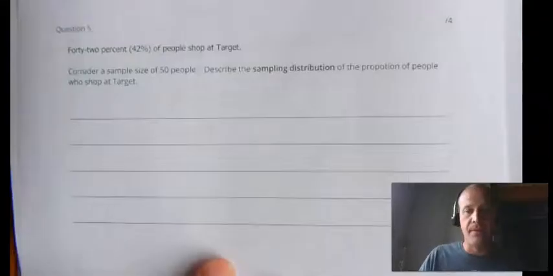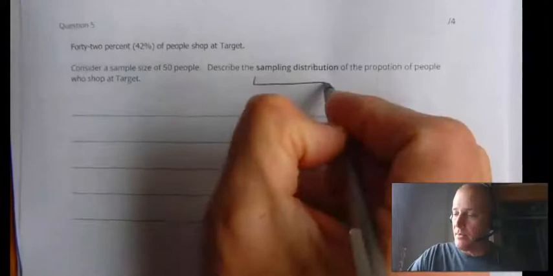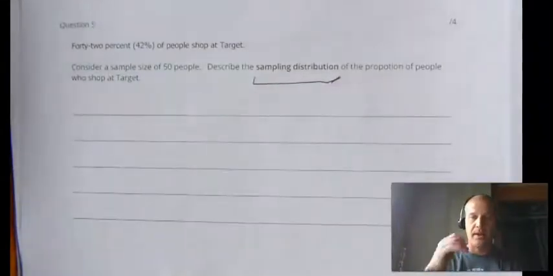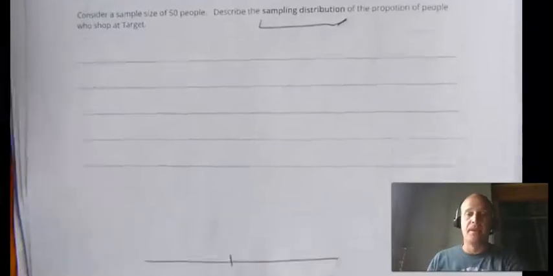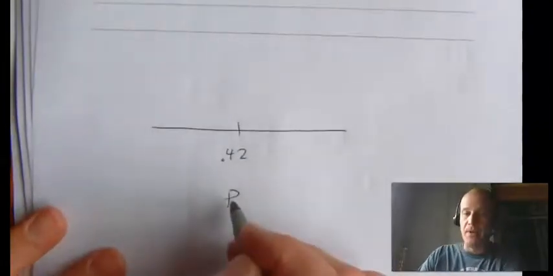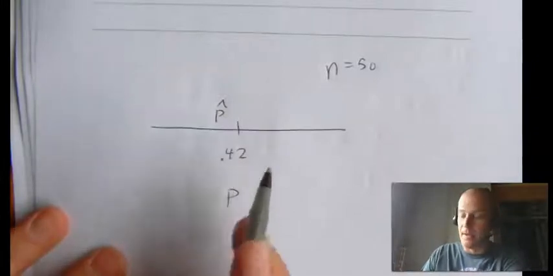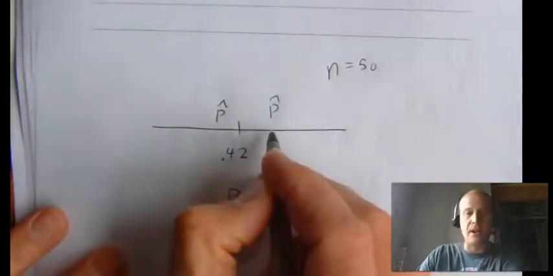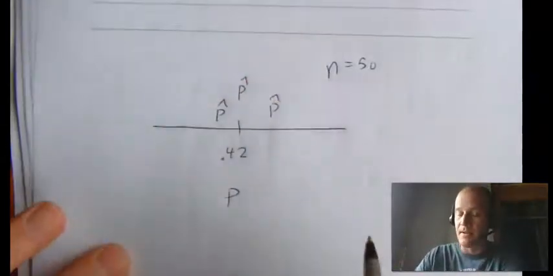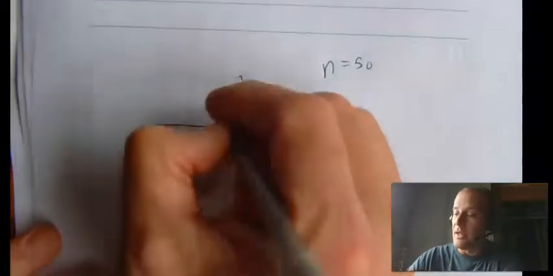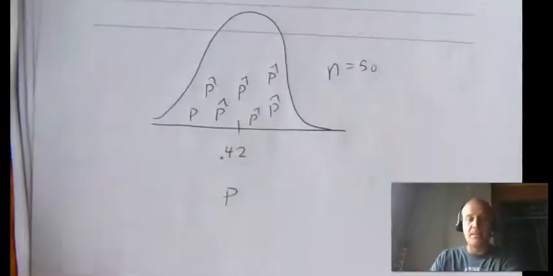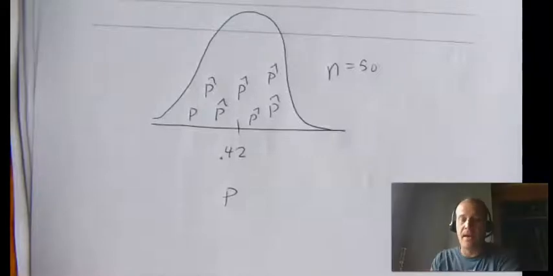All right, consider a sample size of 50. Describe the sampling distribution. These are important. This is what your confidence interval and your significance test are built upon. If the true proportion of people that shop at Target is 42%, and I go out and get a sample of 50 people, I might get a sample whose proportion is less than 42%. I might get a sample whose proportion is greater than 42% or exactly 42%. With sampling variability, you're going to get a wide range of proportions, and we talked about how the distribution of this is going to be somewhat normal if a condition is satisfied.